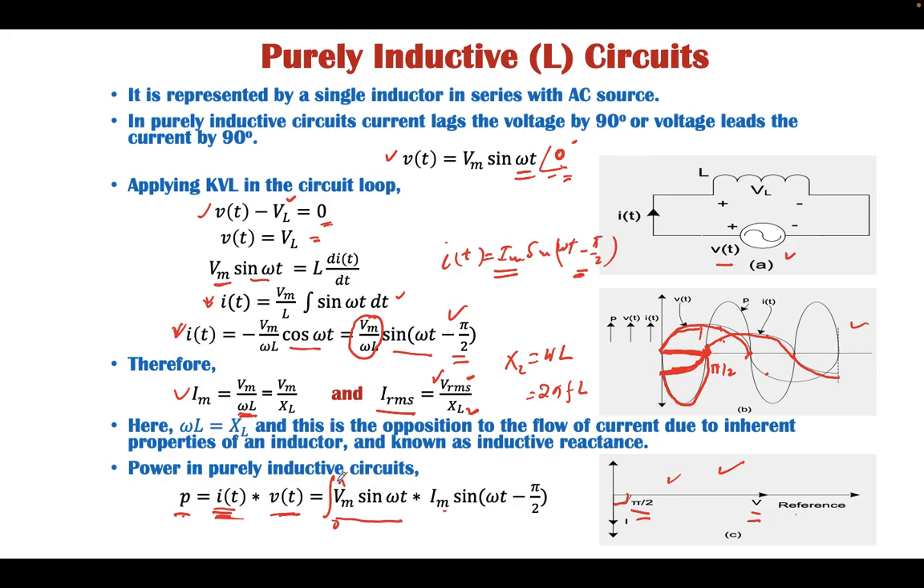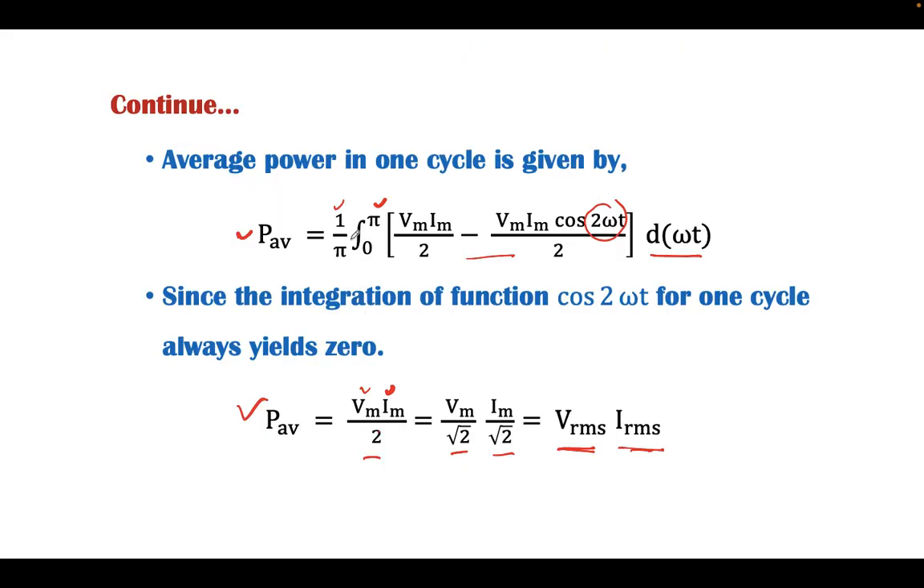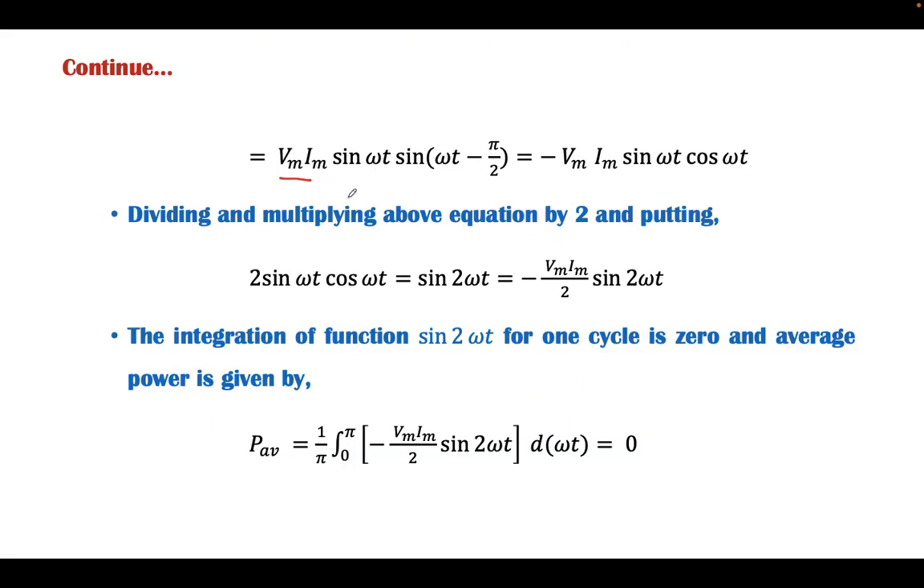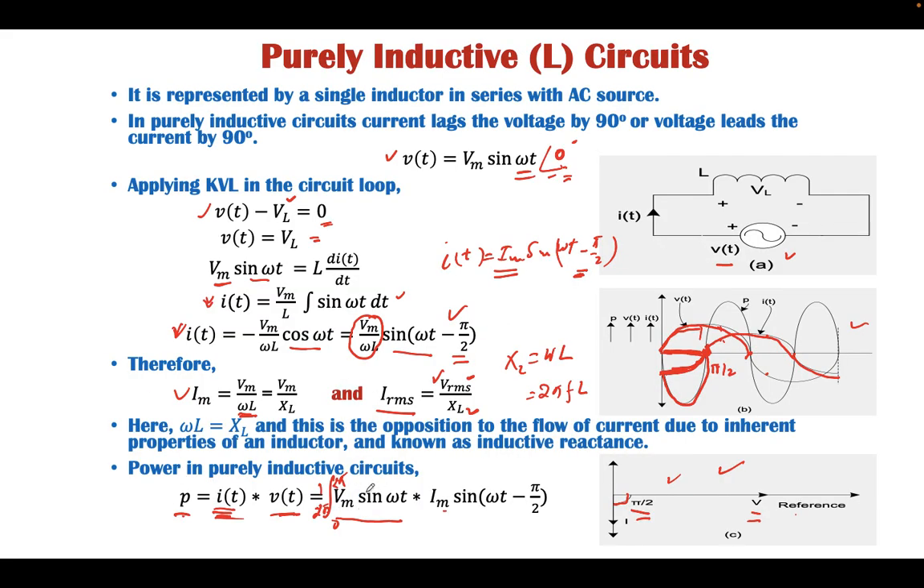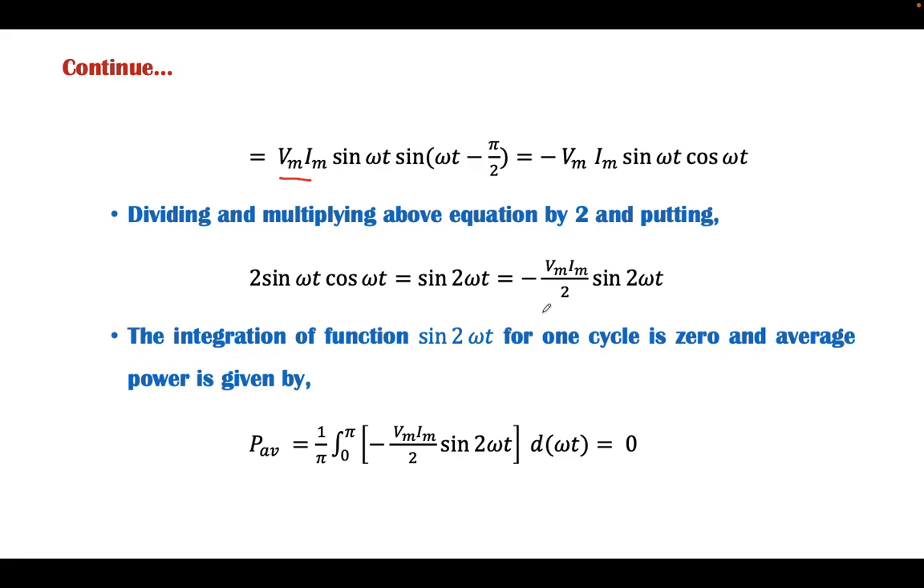taking the integration from 0 to 2 pi, then the limit will be 1 by 2 pi. Then simplifying this function, here we have taken 1 by pi, because whatever the average value for the first half cycle, it will be the same for the second half cycle. Then simplifying this function, the resultant value will be given by this one.